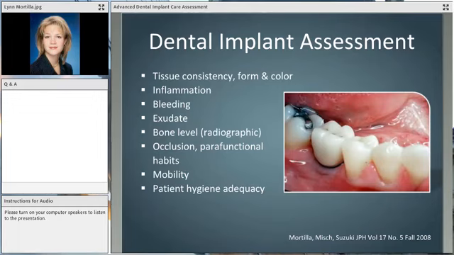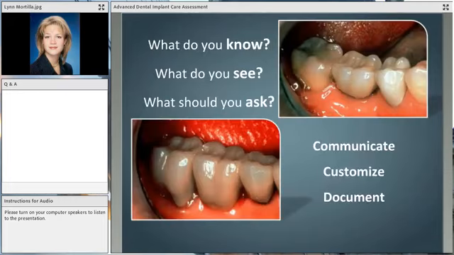But what you're going to be assessing with these cases is tissue. We've talked a bit about tissue already. We're going to talk about bleeding, exudate, bone level, occlusion, mobility, and hygiene, of course, which we're going to take off on in the next section. But let's take a look at some of these phases, and let's take a look at cases.